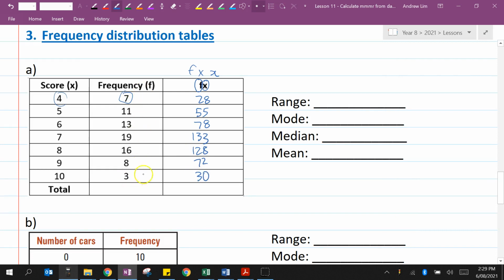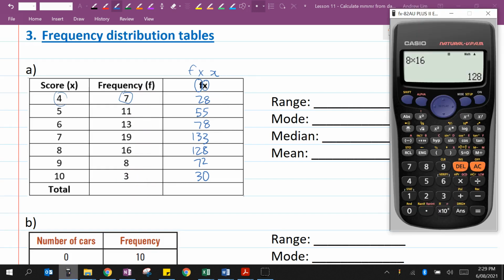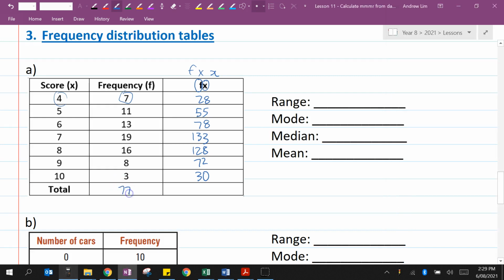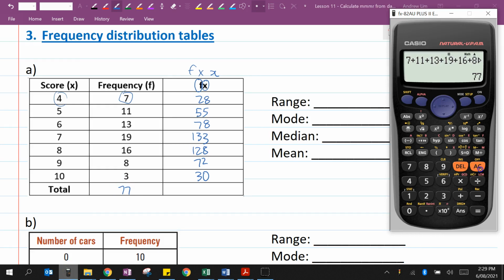Then we're going to add both of these columns, right? So the frequency column, let's add them together. 7 plus 11, 13, 19, 16, 8, and 3. 77. And then we've got 28, 55, 78, 133, 128, 72, and 30. Okay, 524.